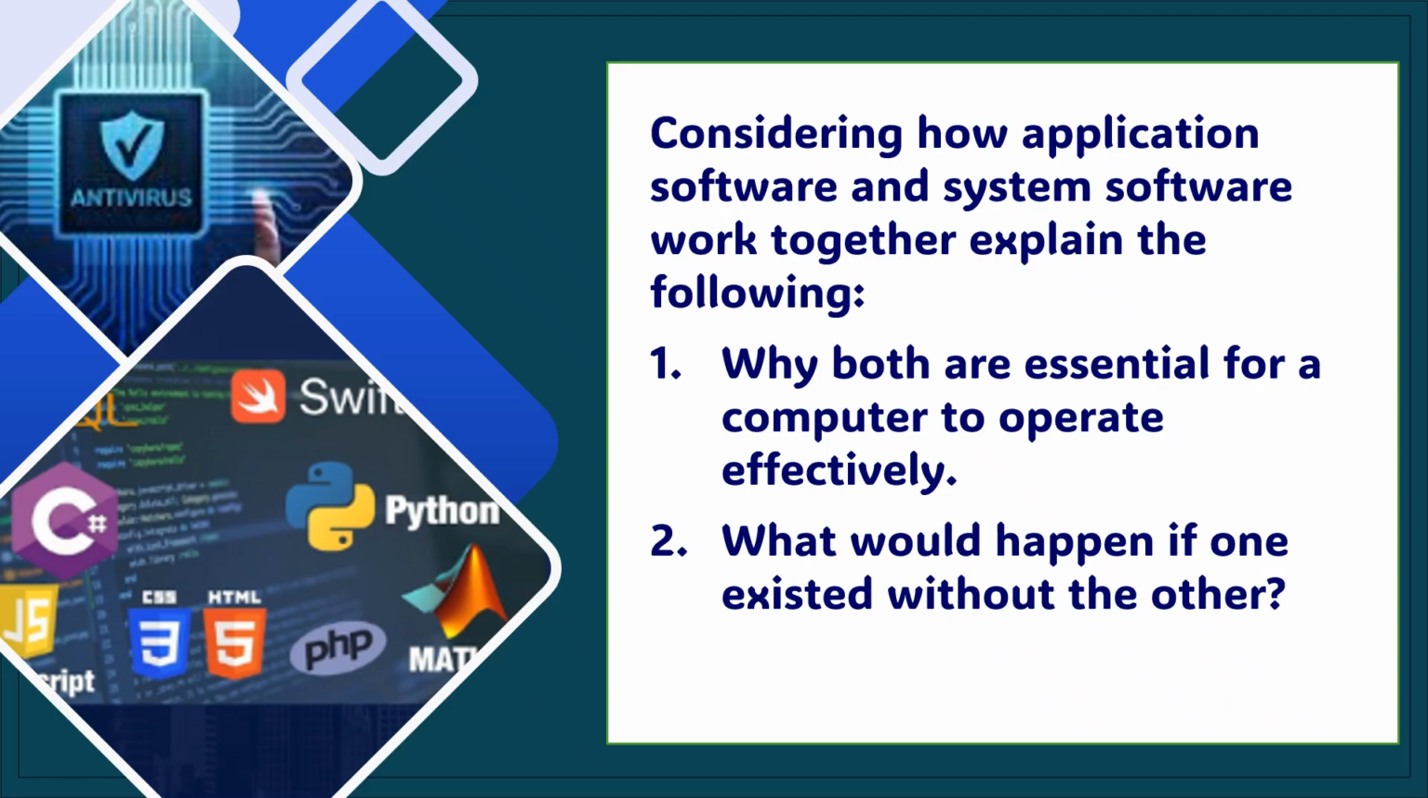Considering how application software and system software work together, explain the following. Why both are essential for a computer to operate effectively. What would happen if one existed without the other?